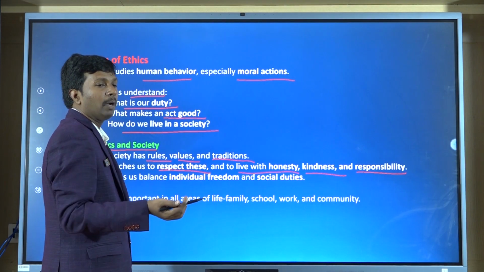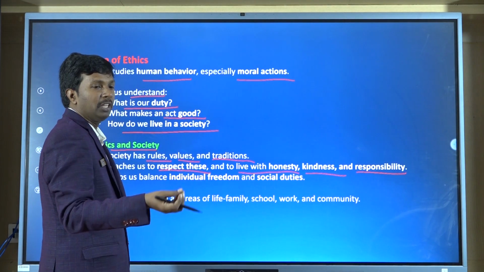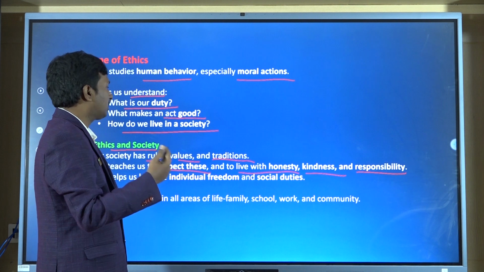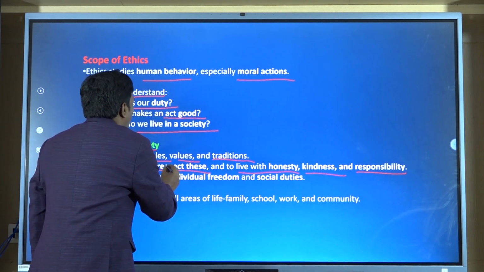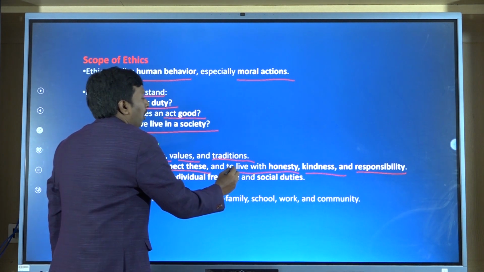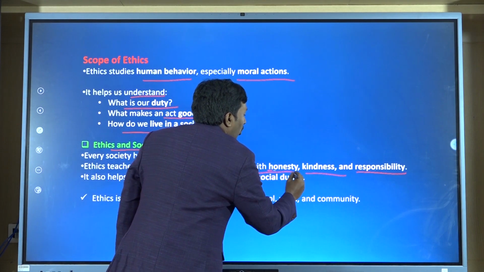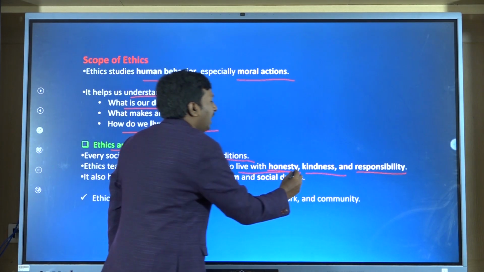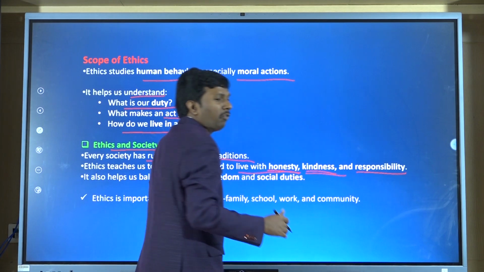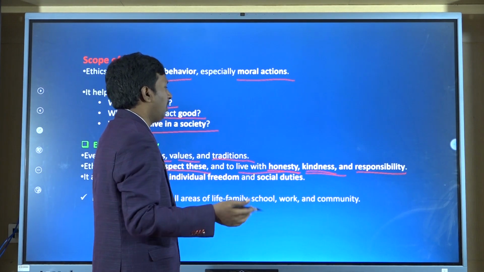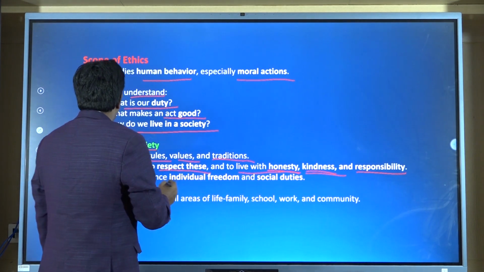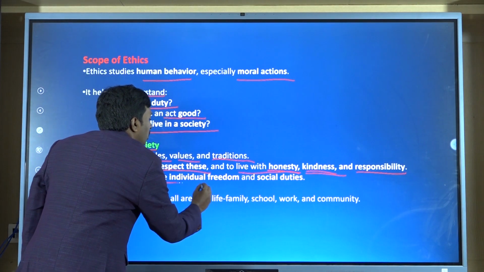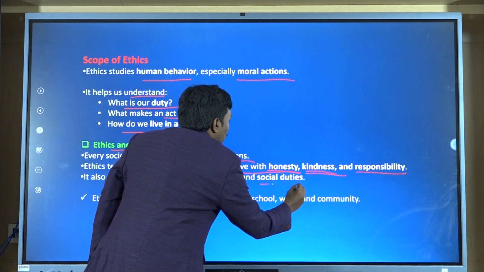If you know about ethics, if you follow ethics and teach that, ethics helps us to respect all the above values, and to live in a society with honesty, kindness, and responsibility whenever we are doing any work. And it also helps us to balance individual freedom and social duties.